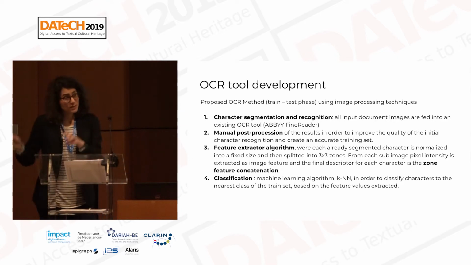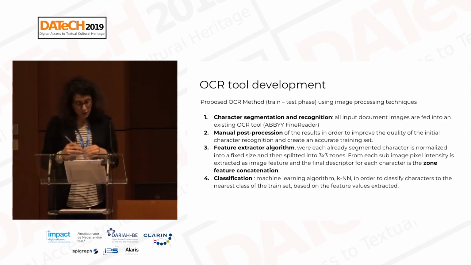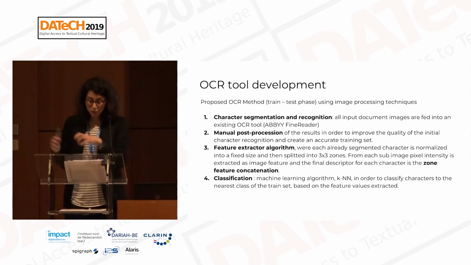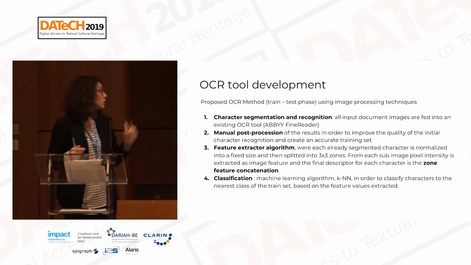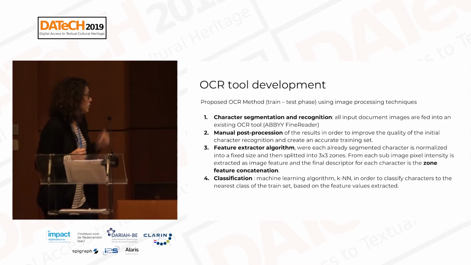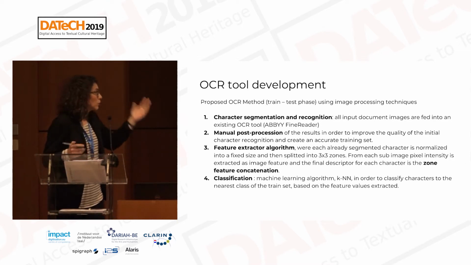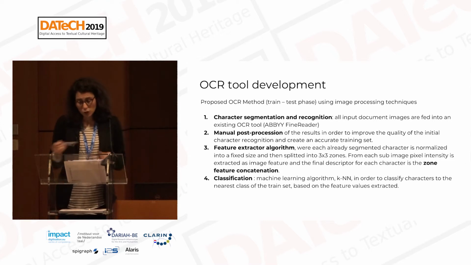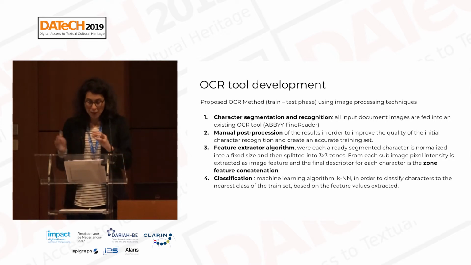And then we move into the test phase. The same features are extracted for each new character and used as input for the classification. For the classification, we used a machine learning algorithm, the well-known KNN, in order to classify characters to the nearest class of the train set, based on the feature values that we have already extracted.